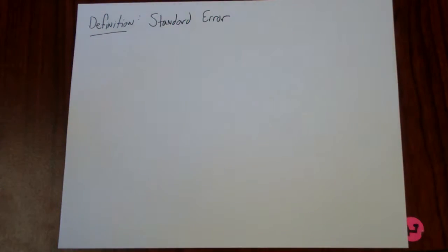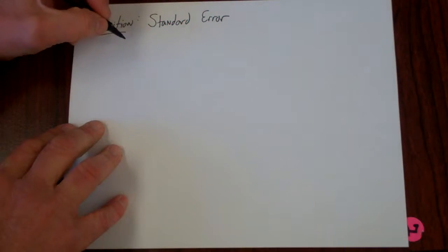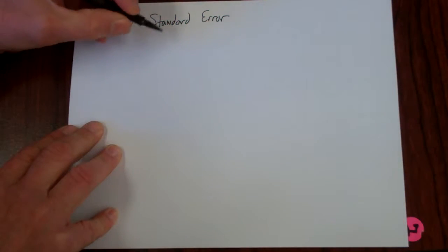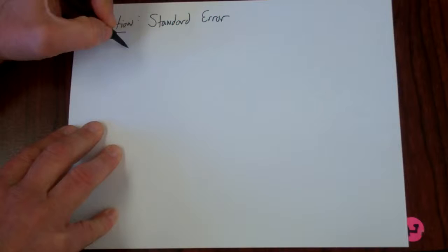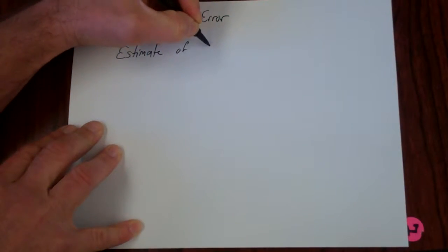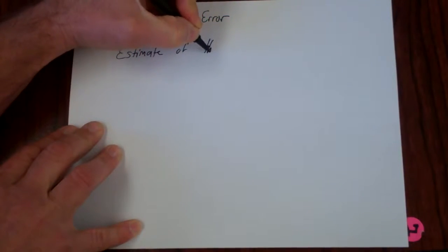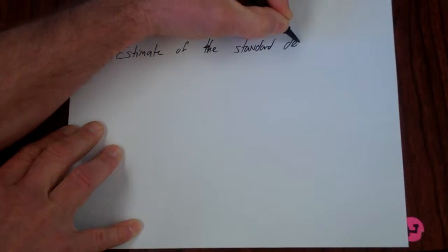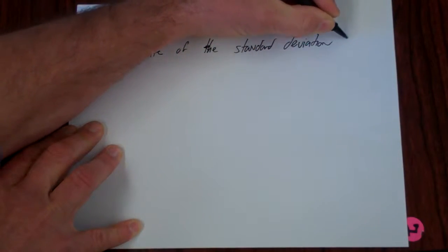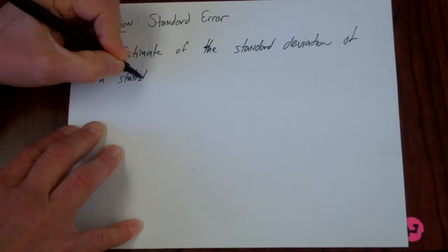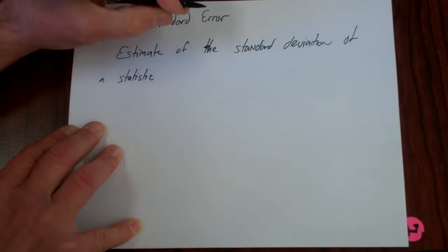The next thing we want to talk about is the standard error of a statistic. And here's the key: the standard deviation of a statistic is often unknown. So the estimate of the standard deviation of a statistic is called the standard error.